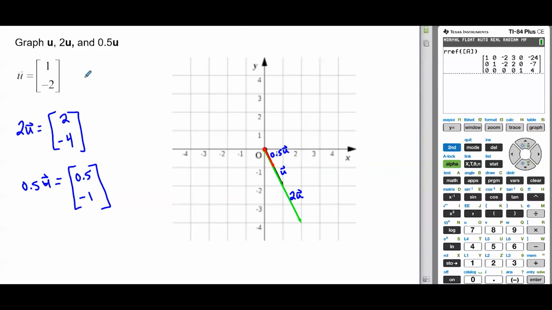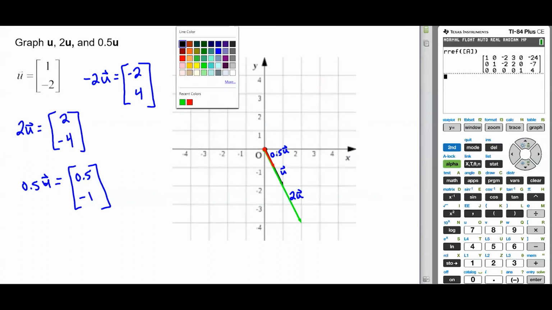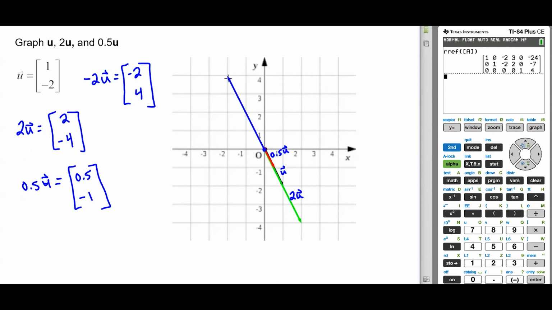What if I did negative 2 times u? What's that? So that would be (-2, 4). So let's see what that looks like. And I'll pick a different color. Let's do blue. So (-2, 4) is right here, and you can see that one is also on this line.